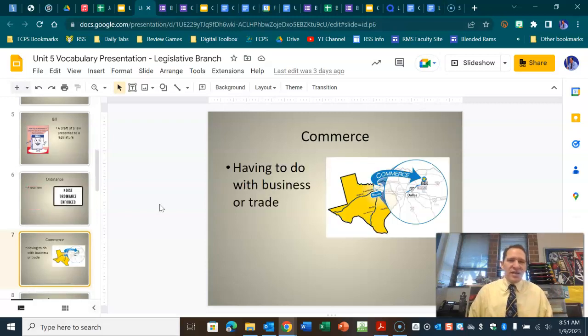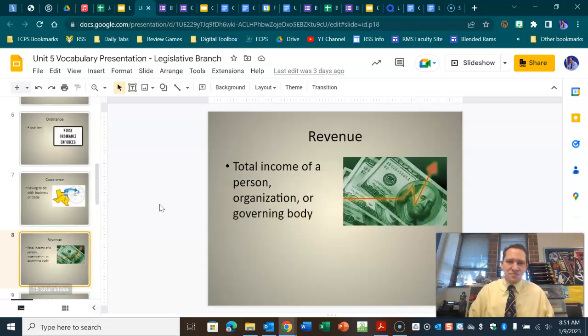Okay, next is commerce. Commerce is another word for business or trade. And one of the powers of the legislative branch is to regulate interstate trade, which is trade between states. And then revenue is the next word. Revenue is money that is earned. And usually when we talk about revenue, you talk about a business, but you can also talk about the government with tax revenue. How much revenue is being generated, and then what are they using that revenue to do to provide for people? So that's revenue.